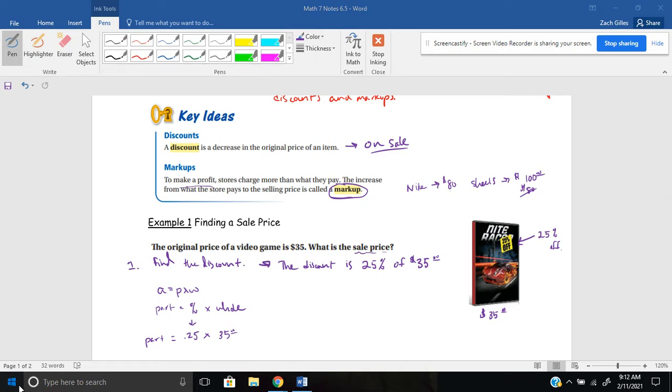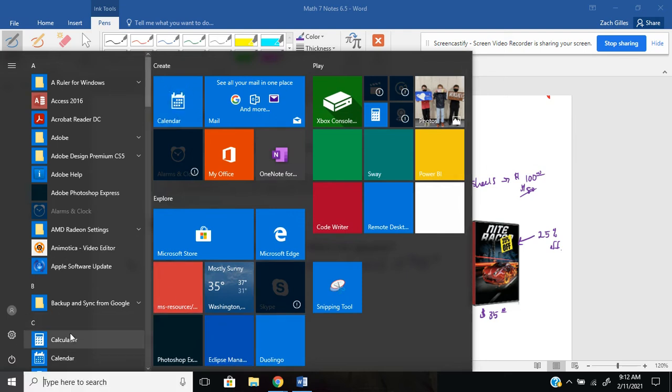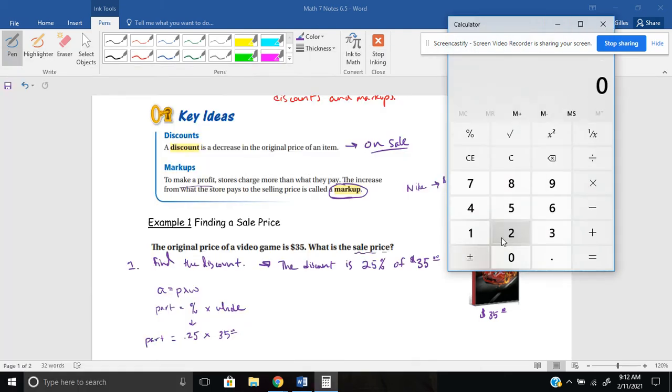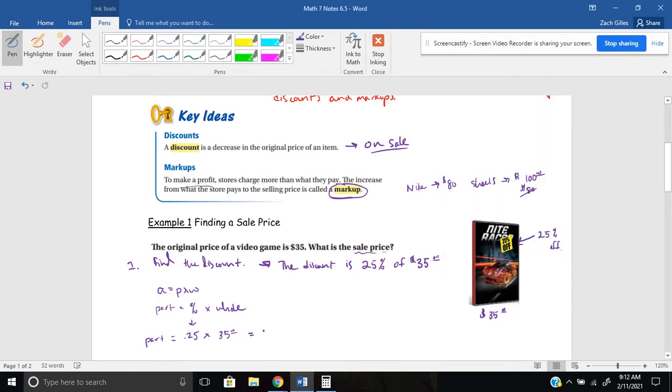So let's do that together here. 0.25, 25% of 35. 0.25 times 35 would give me $8.75. And realize what we found. This is the discount. That means I get $8.75 off of the total, which was 35.